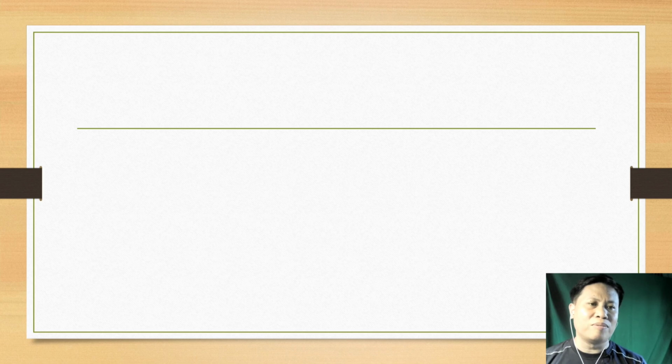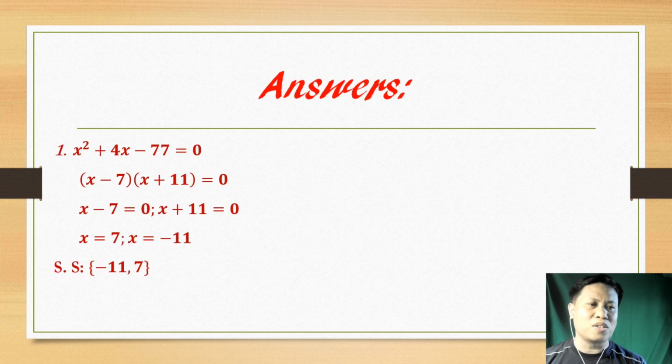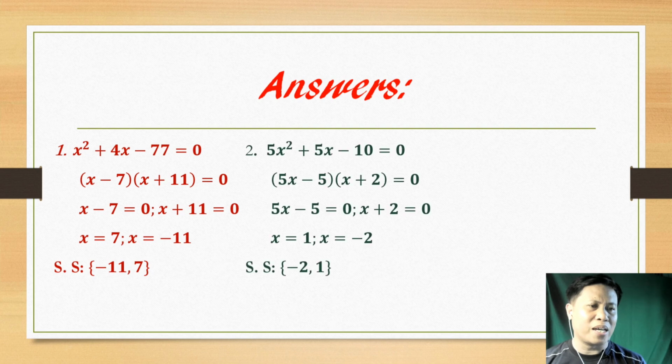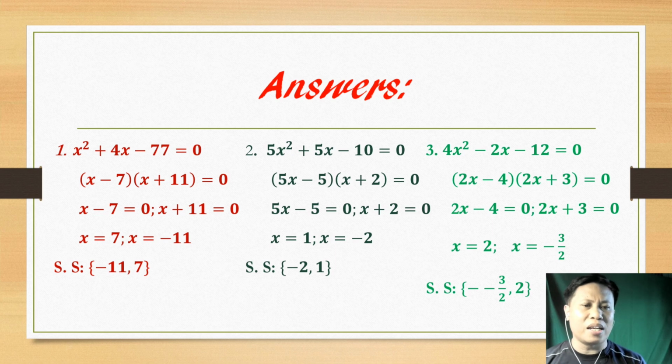So the answers to the exercises are these. Number 1, the solution set of x squared plus 4x minus 77 equals 0 is negative 11, 7. Then number 2, the solution set is negative 2, 1. And number 3 is negative 3 halves and positive 2.